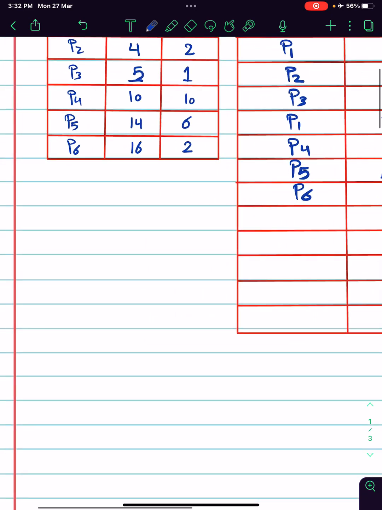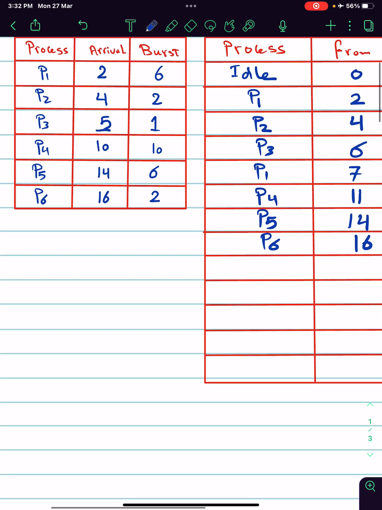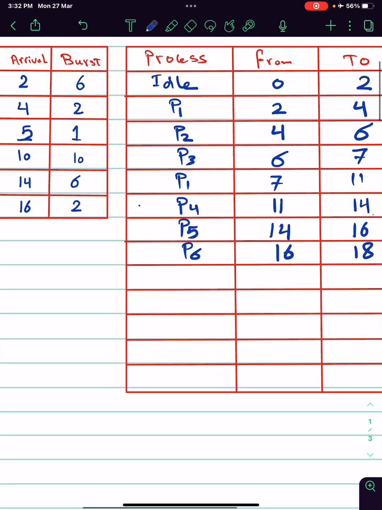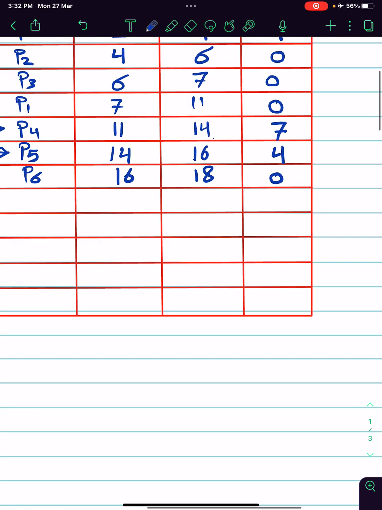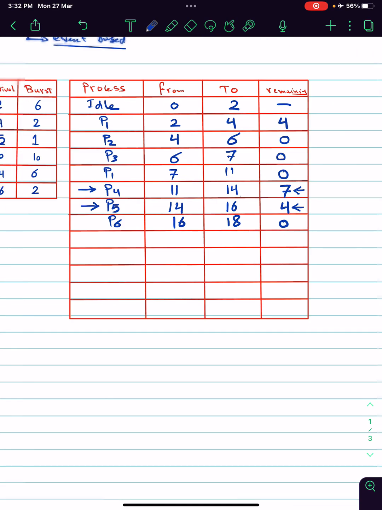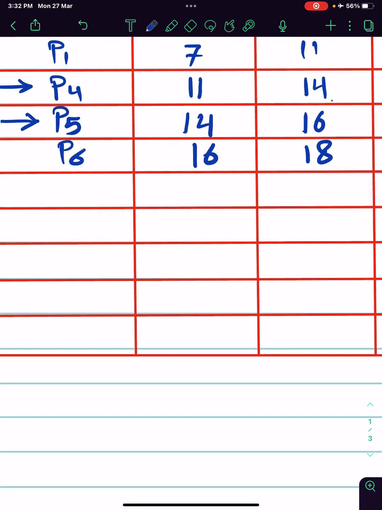Now when P6 is done, you have 2 remaining processes. This is P4 and P5. P4 has a remaining time of 7, and P5 has a remaining time of 4. So of course we're going to proceed with P5. So now we're going to go for P5.